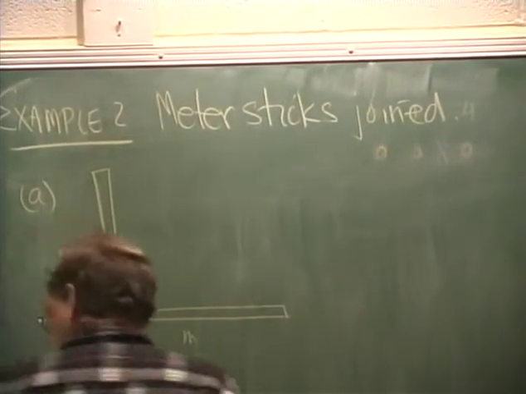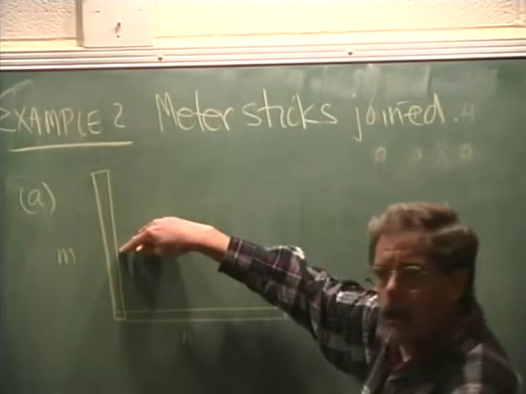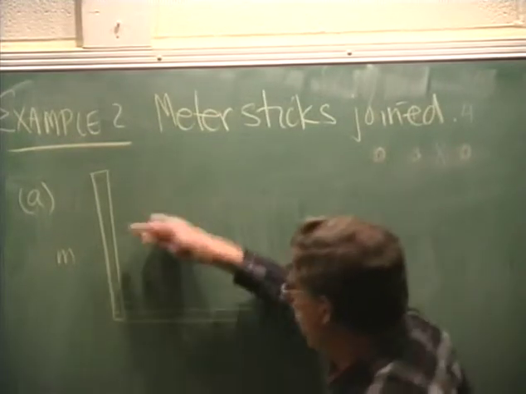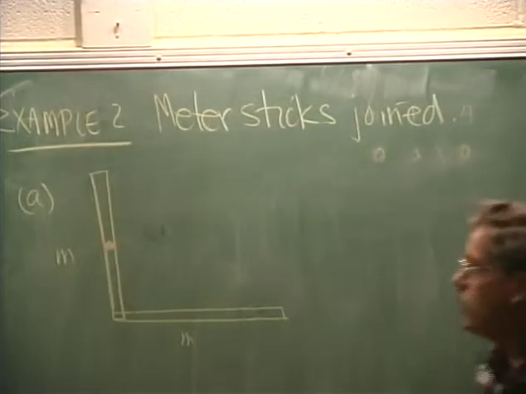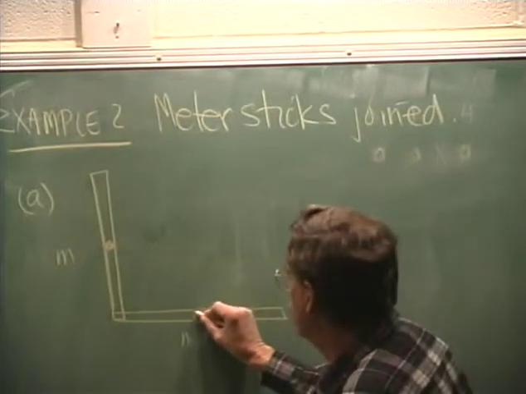Well, you tell me first, where is the center of mass of this stick alone? A uniform meter stick, is that obvious? Right in the center, isn't that right? So at the 50 centimeter spot, that's the center of mass of that one. The center of mass of this one, likewise, is right at the center of it.